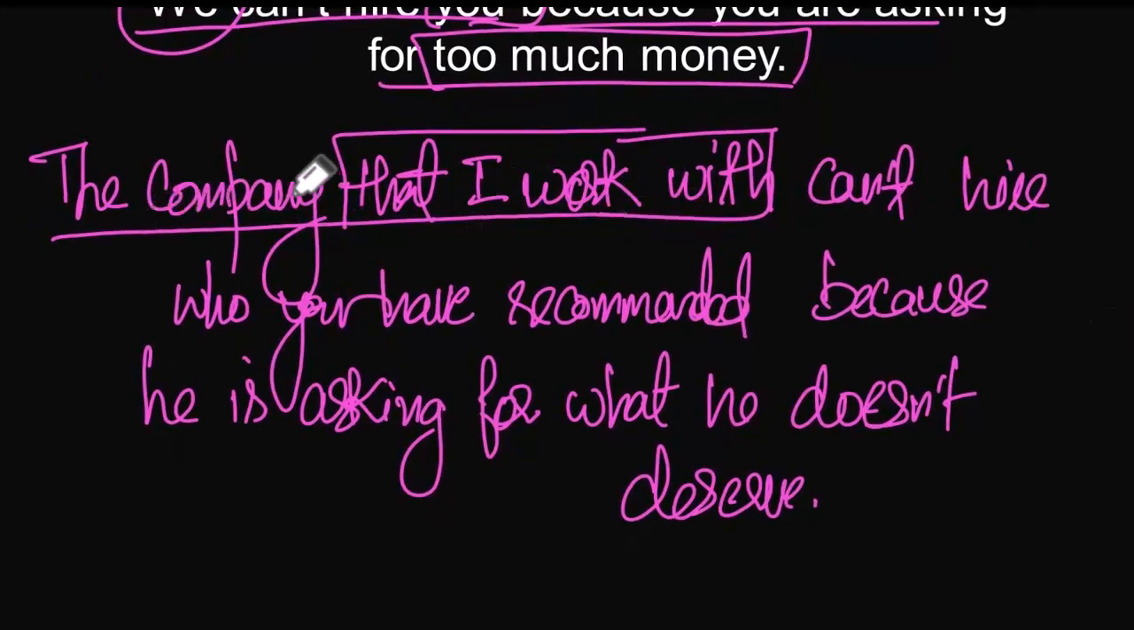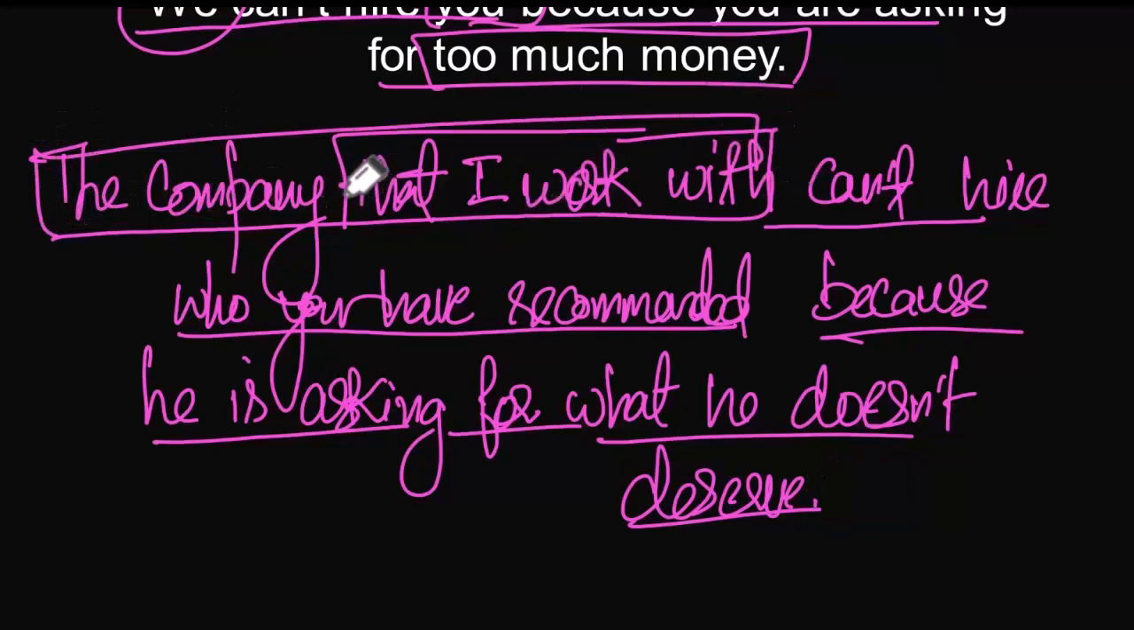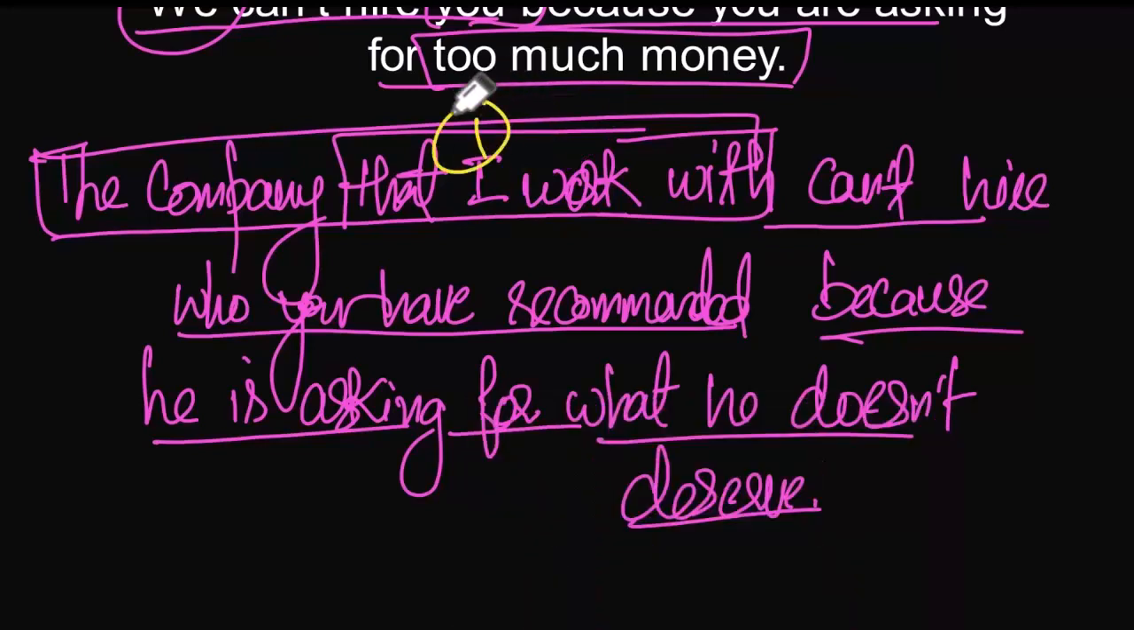So let's identify the independent clause and the dependent clause. First, the company that I work with can't hire who you have recommended. Okay, why can't they do it? Because he's asking for, the candidate, right? The person you've recommended. He's asking for what he doesn't deserve. So in the first clause, in the subject, the company that I work with, which is a post modifier, is a dependent clause. So number one, okay, let's change the color. First dependent clause: can't hire who you have recommended.